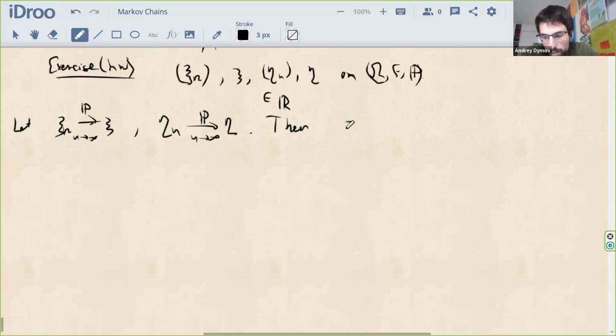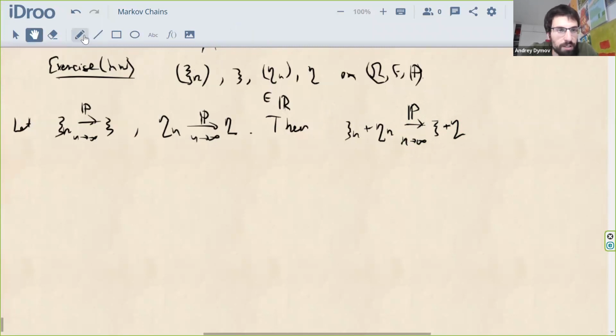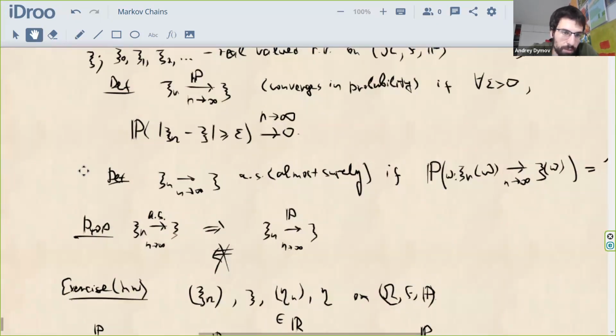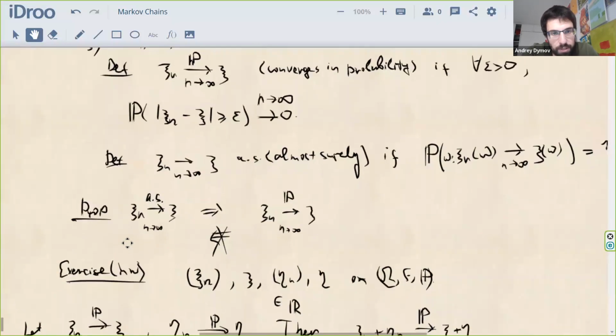I claim that it's a very natural thing that the sum xi n plus eta n converges in probability to the sum of the limits. So our convergence wouldn't be very convenient if this property did not hold, but it holds, and this is an exercise. Actually, it is not so immediate because the definition of the convergence is not so simple, but nevertheless this is a quite simple exercise.